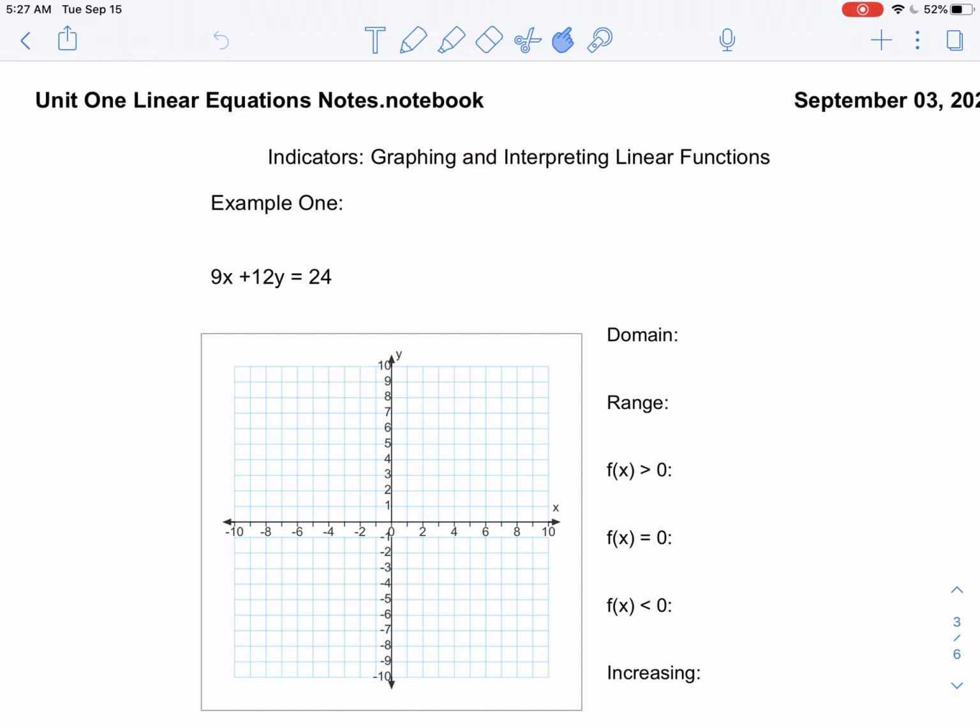The first thing that we're always going to have to do is graph it first. If you remember from Algebra 1, there is a formula that we like to use in order to graph lines, and that is y equals mx plus b. I'm guessing you remember this. b is going to be our y-intercept, and m is our slope.